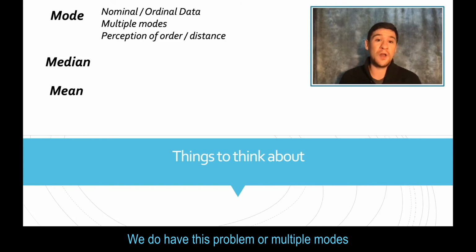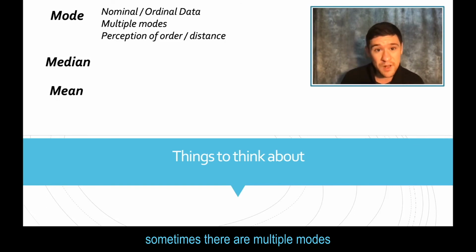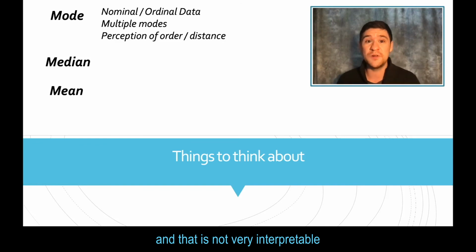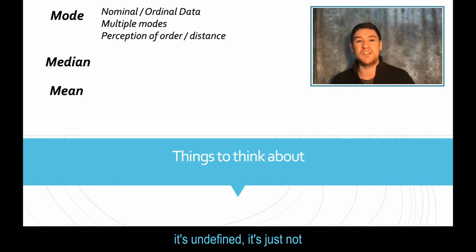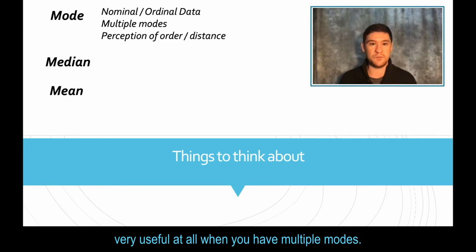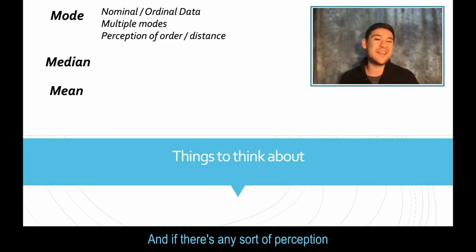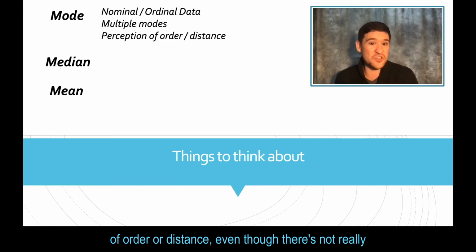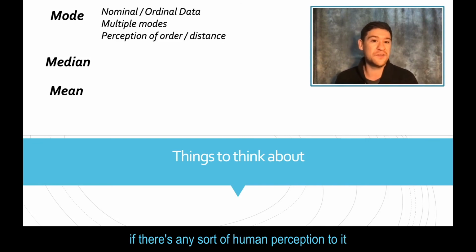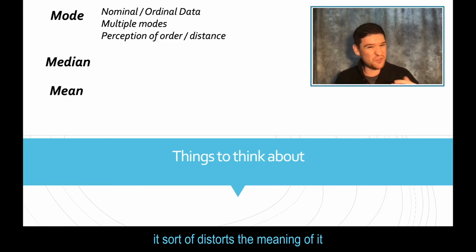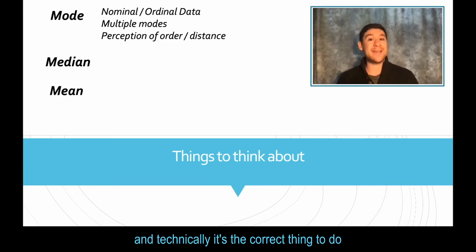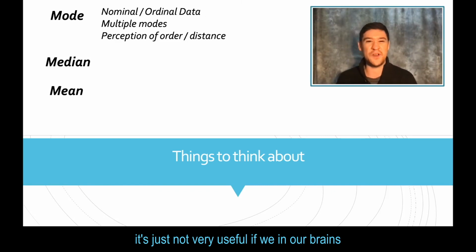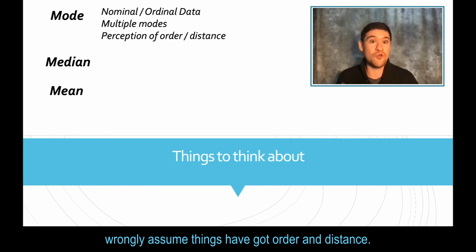We do have this problem of multiple modes. Sometimes there are multiple modes and that is not very interpretable. Some people even say that if you've got multiple modes, it's undefined. It's not very useful at all when you have multiple modes. And if there's any sort of perception or order of distance, just like we saw with colour, if there's any sort of human perception to it, it sort of distorts the meaning of it and it becomes not useful. Even though mathematically and technically it's the correct thing to do, it's just not very useful if we, in our brains, wrongly assume things have got order and distance.